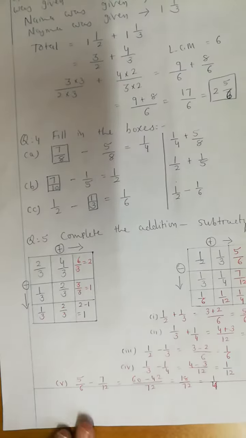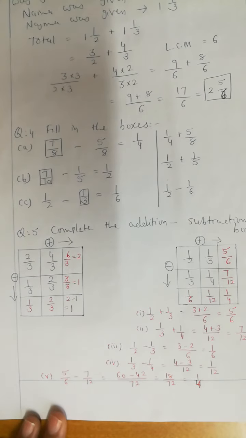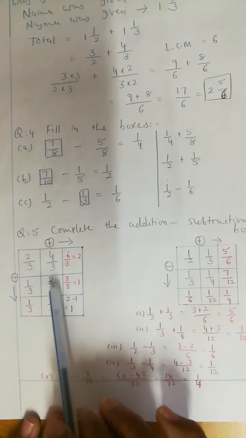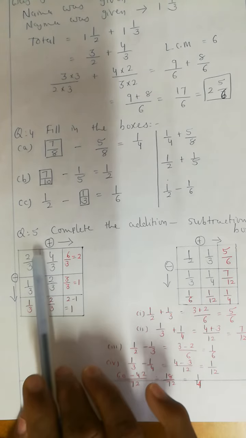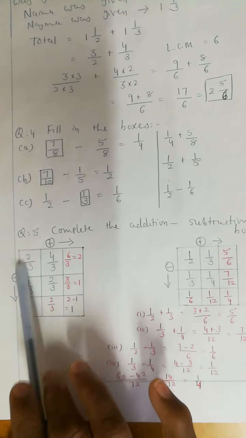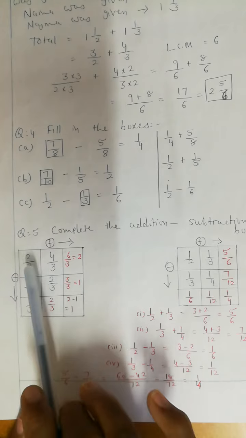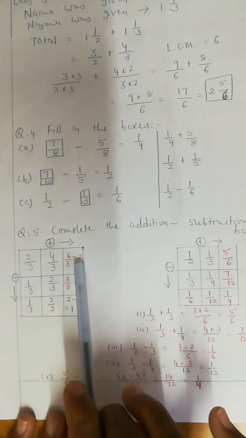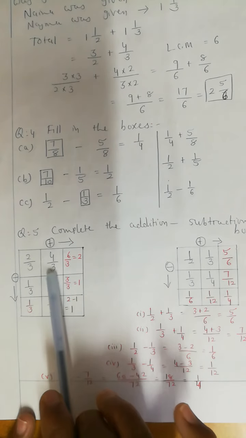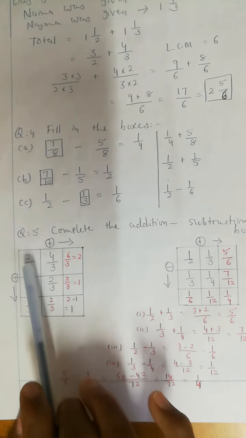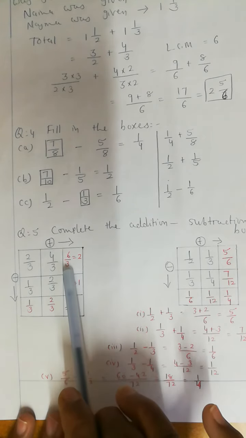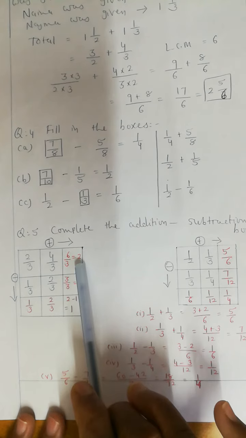Now question number 5. Complete the addition and subtraction box. Here 2 upon 3, 4 upon 3, 1 upon 3 and 2 upon 3 are given. Now you have to add in horizontal and vertically you have to subtract. Here horizontally you have to add 2 upon 3 plus 4 upon 3. Denominator same means 3. 2 plus 4, 6 means here 6 upon 3. When you cut, the final number will be 2.